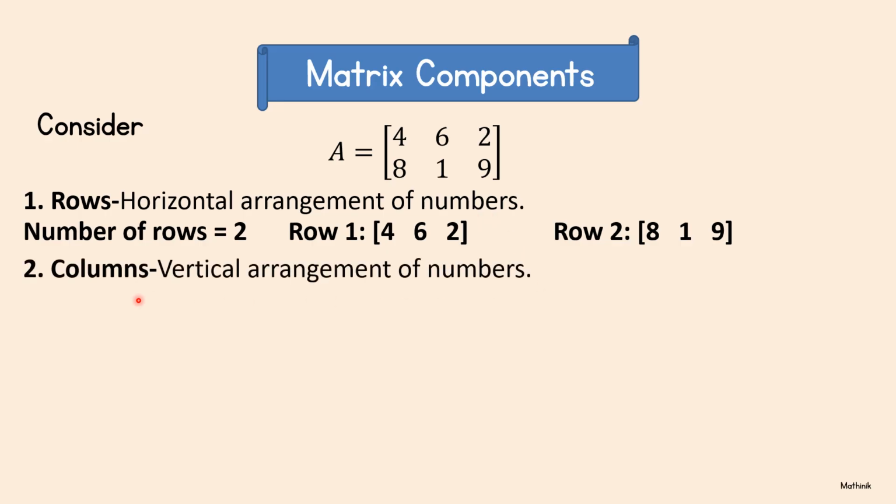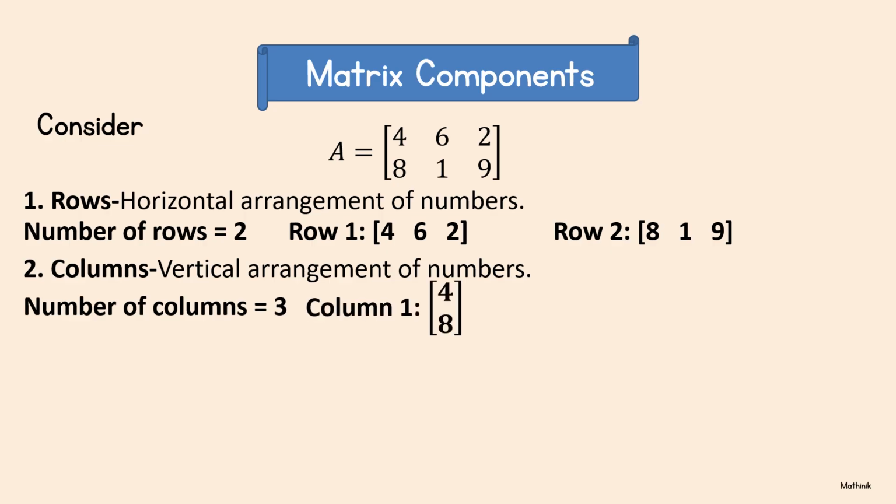Then we have the columns. Columns are the vertical arrangement of numbers. In this example, the number of columns is 3. Column 1 is composed of 4, 8. Column 2 is composed of 6, 1. And column 3 is composed of 2, 9.